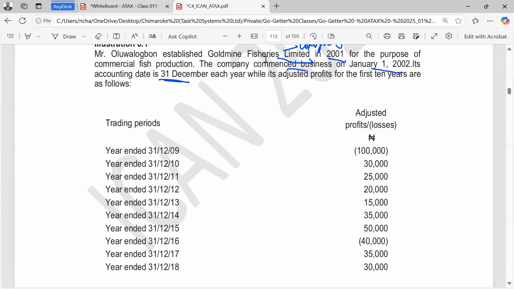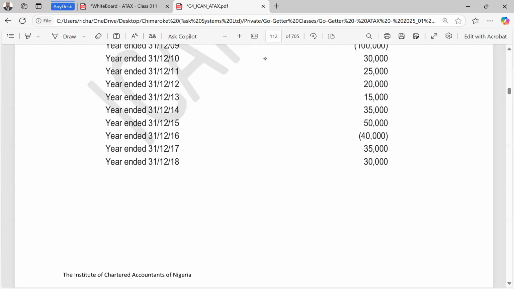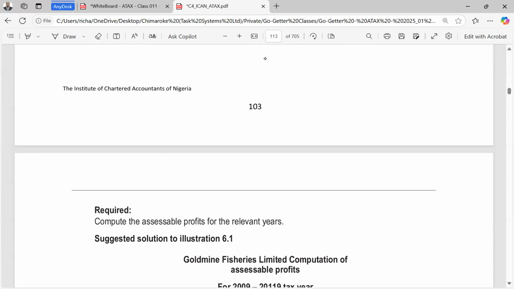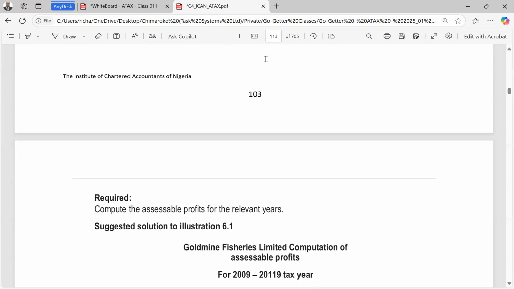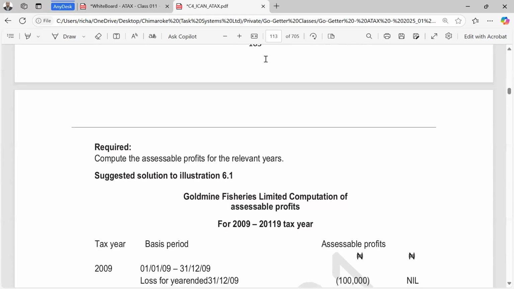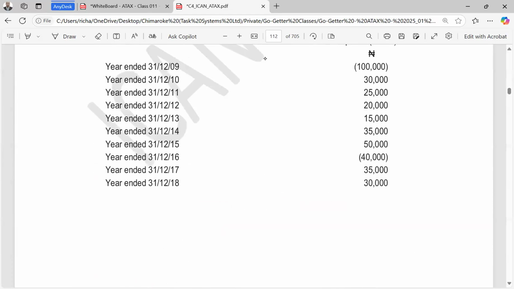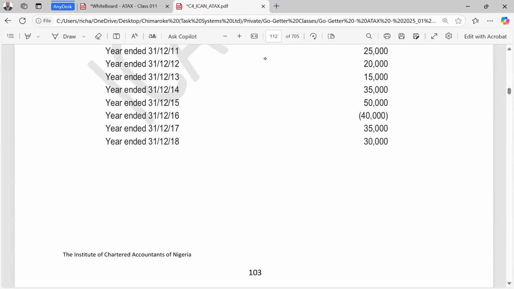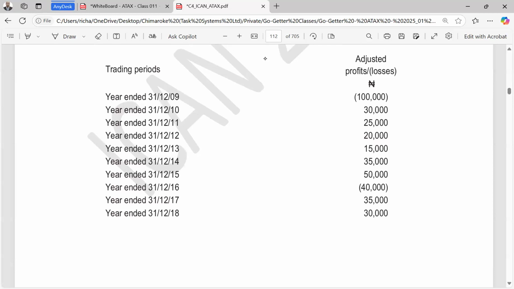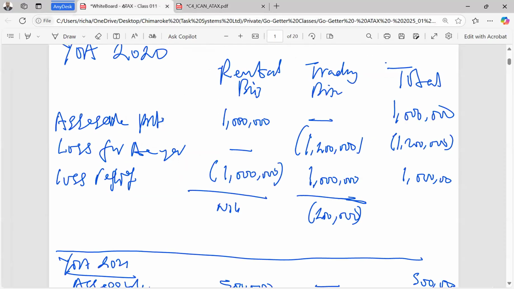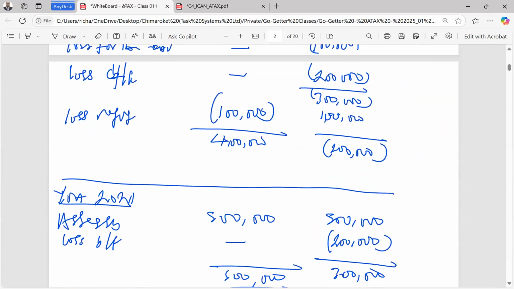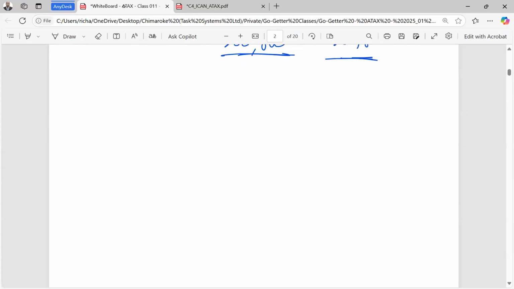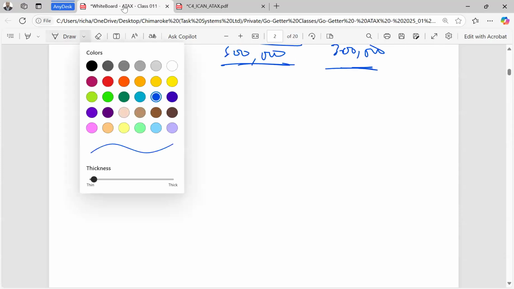All right, what are we asked to look for? We are asked here to compute the assessable profit for the relevant years. So now let's do it here. Compute assessable profit? Yes, for the relevant years. Only the assessable profit will be computed. All right, so this is illustration 6.1. Let me take it here.